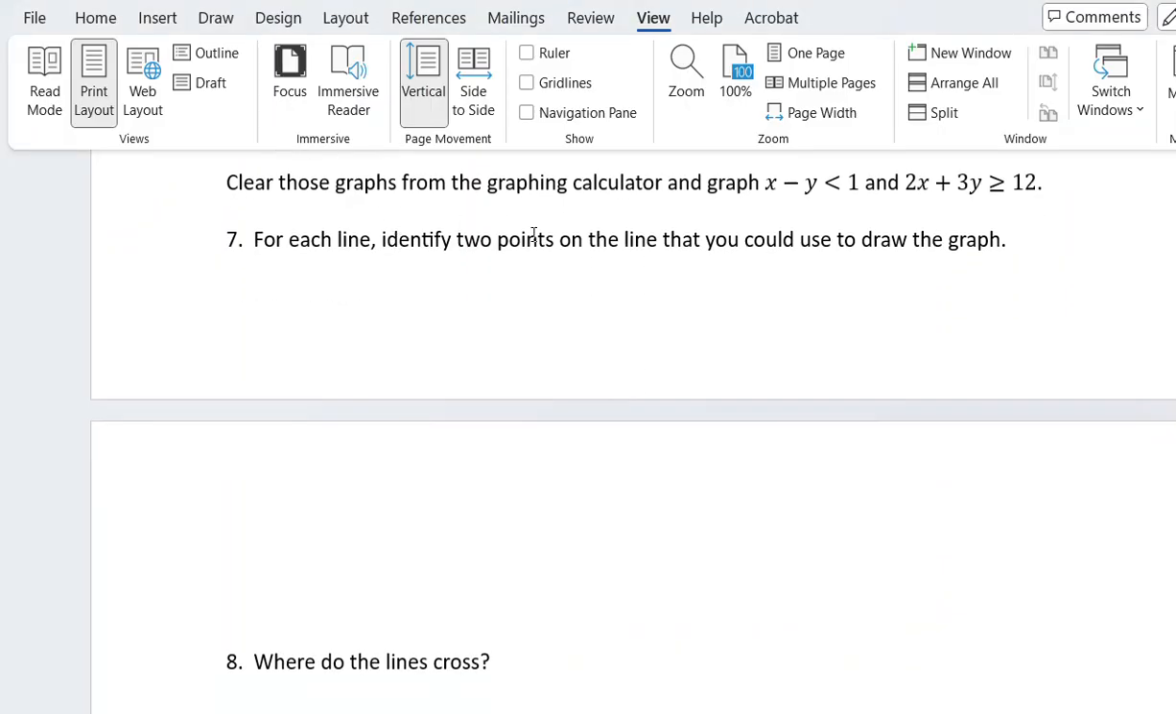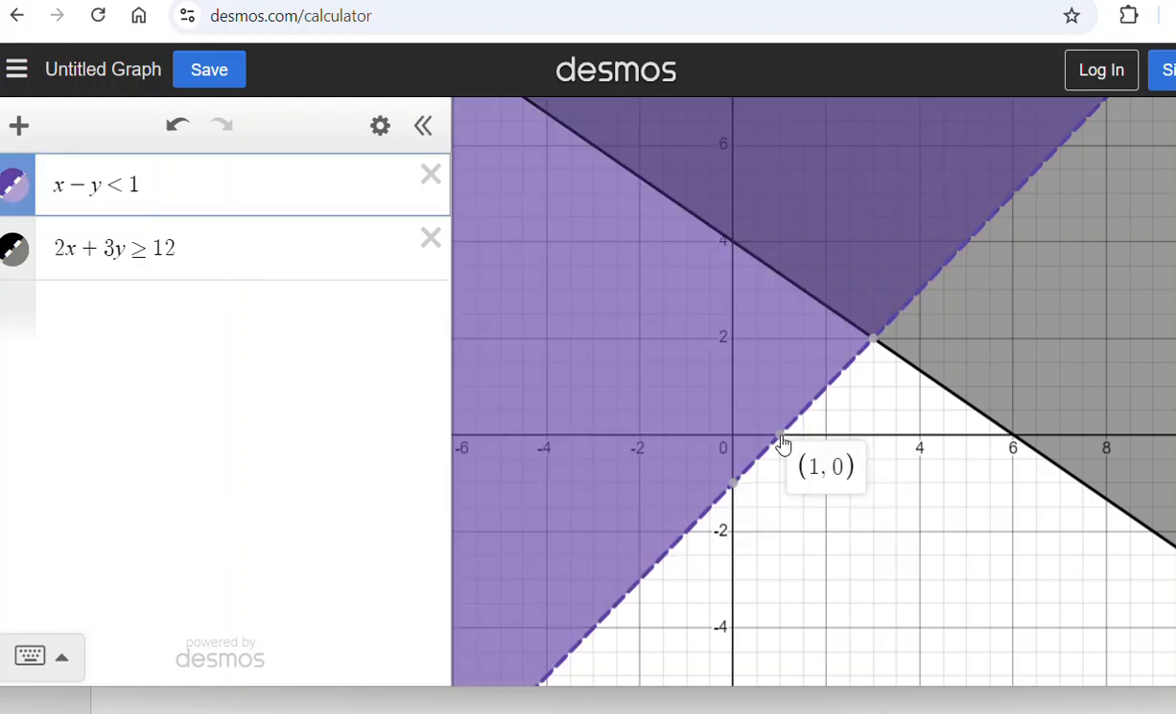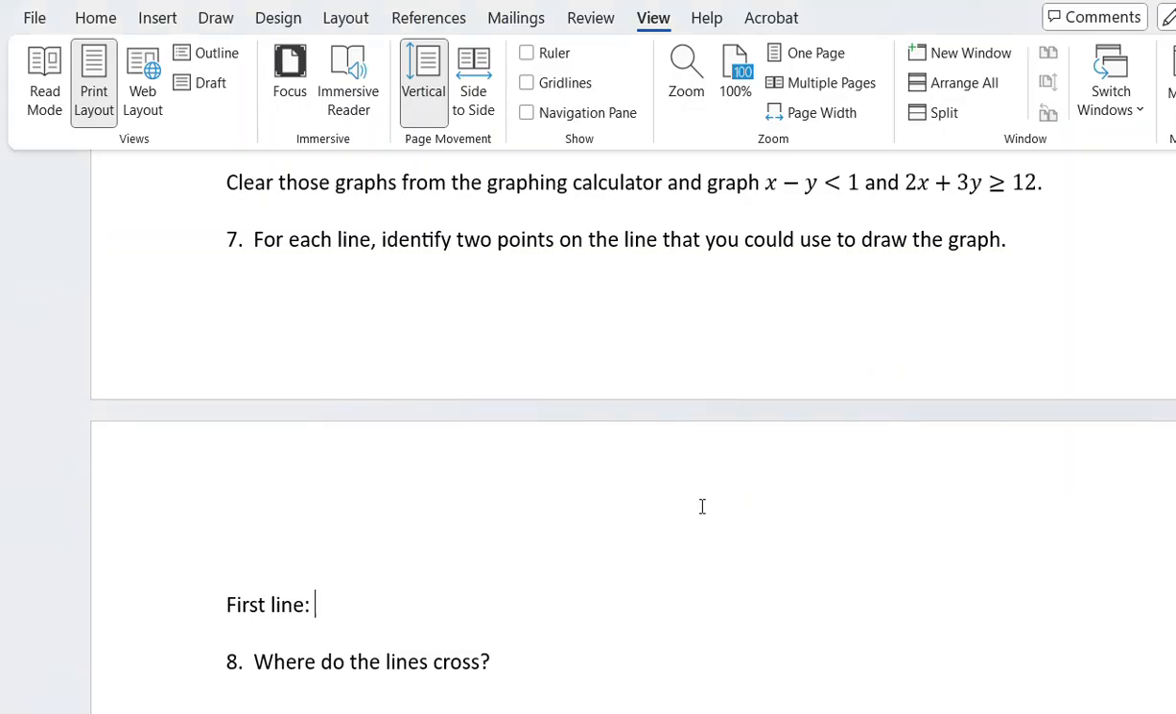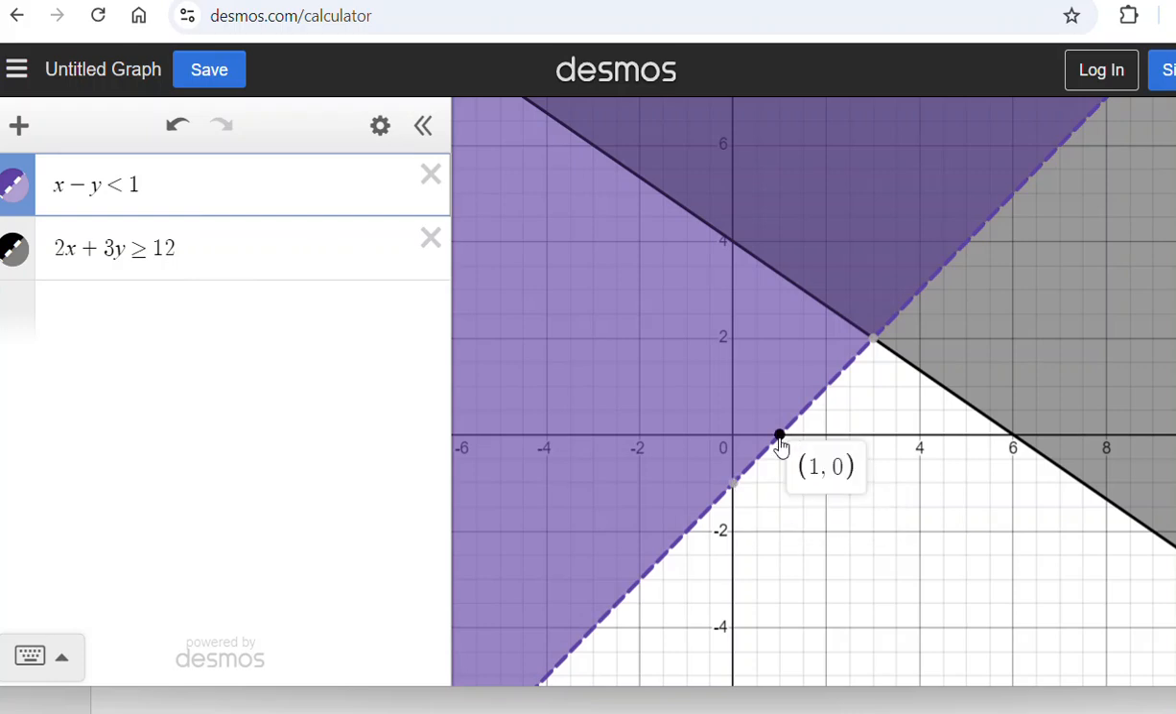Now for each line, we want to identify 2 points on the line that you could use to draw the graph. So I'm going to start by identifying points on the first line, which is x minus y less than 1. So that's my purple line here. If I click on or near the line, then I'll get some points that show up. So I could see that the point (0, -1) is a point and (1, 0) is another point. I also have this point where the 2 lines cross at (3, 2). So we only need 2 of the points: (0, -1), and then this one at (1, 0).